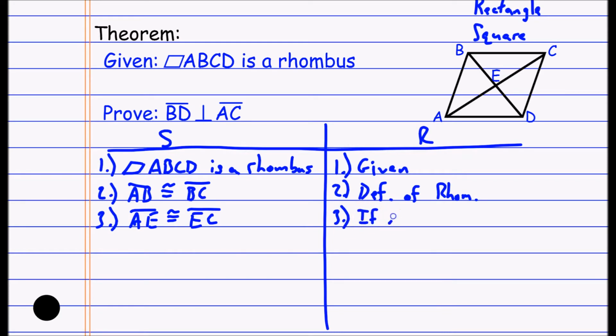So if I have a parallelogram, then the diagonals bisect each other. Okay? And then I also know, see in step 4 here, that BE is congruent to itself. And that's just my reflexive property.